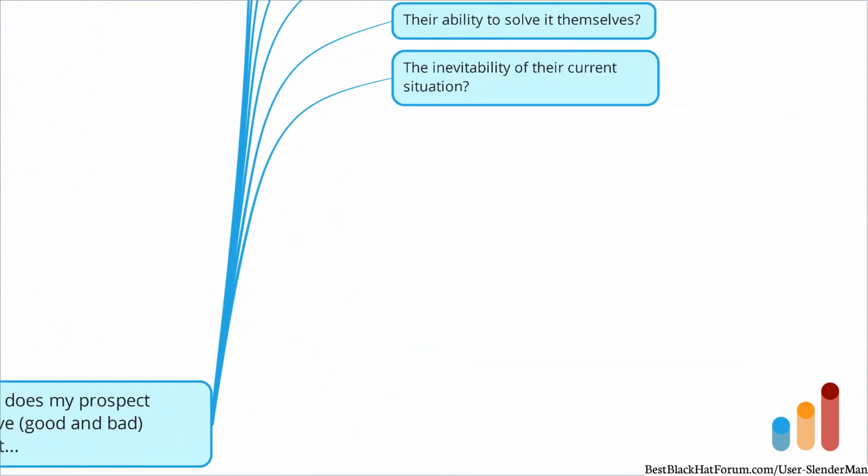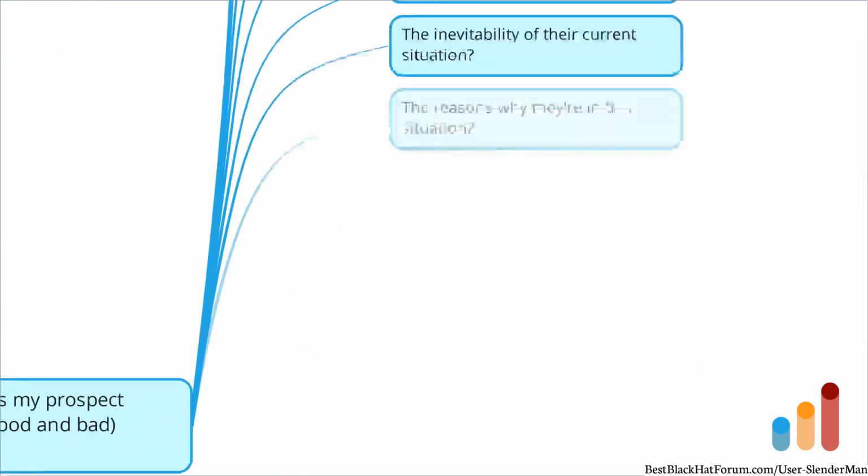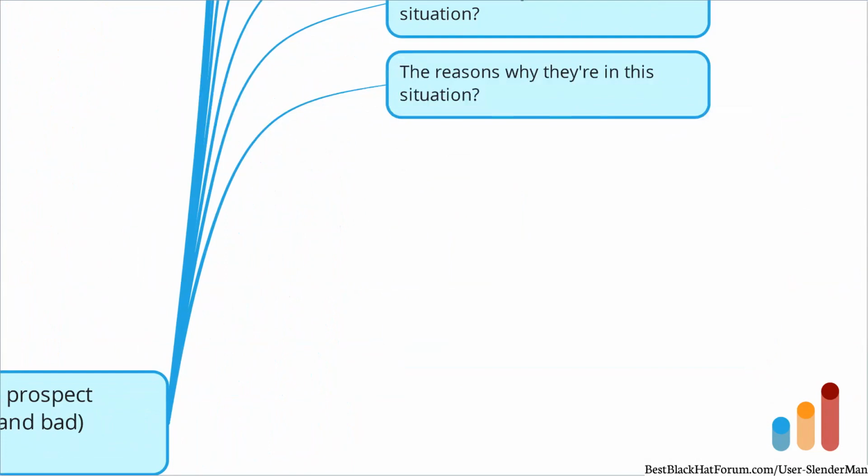What do they believe about the inevitability of their current situation? Do they feel like their current situation is out of their control? Do they feel like it was inevitable that they were successful and so anybody that can help them become more successful is something they could do anyway? What do they believe about the inevitability of their current situation? What do they believe about the reasons why they're in this situation? Is it somebody else's fault? Is it their fault? What do they believe?